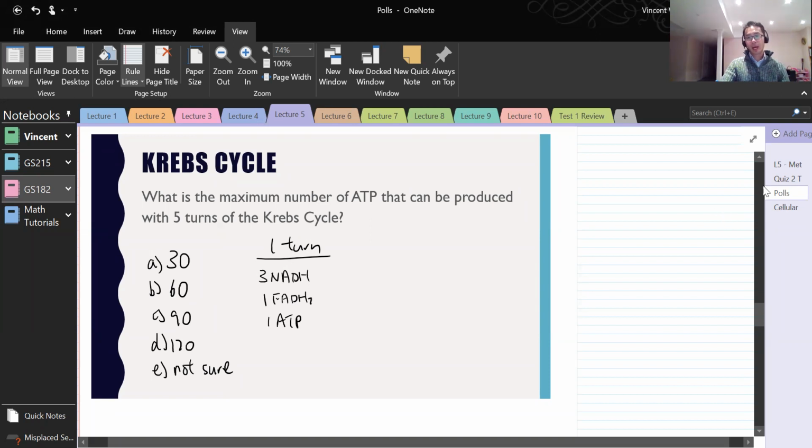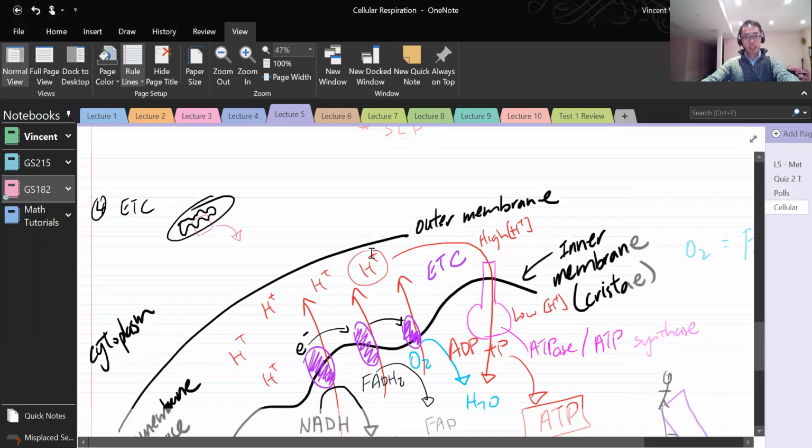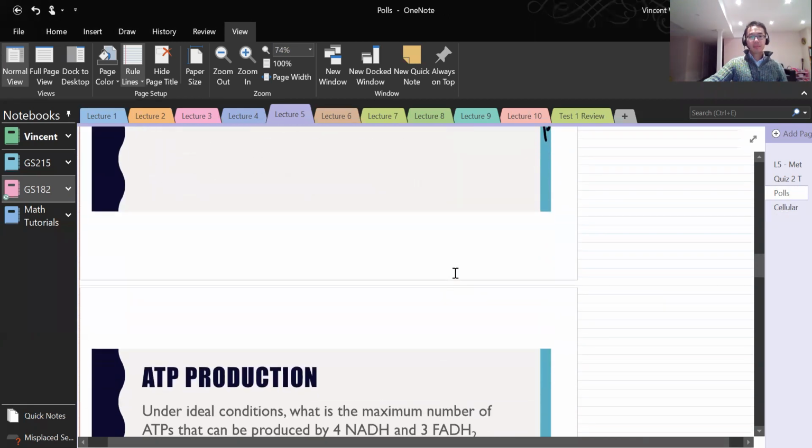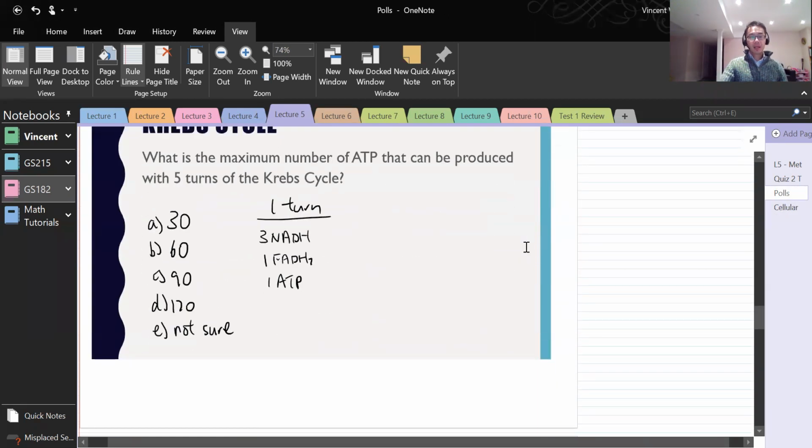You're like, how am I supposed to know that? Well, we did it over here, right? 3, 1, 1. So then you multiply this by 3, multiply this by 2. That gives me 9, 2, and 1. If you add up all these numbers, 9 plus 2 plus 1, that's going to give you 12 ATPs per turn of the Krebs cycle.